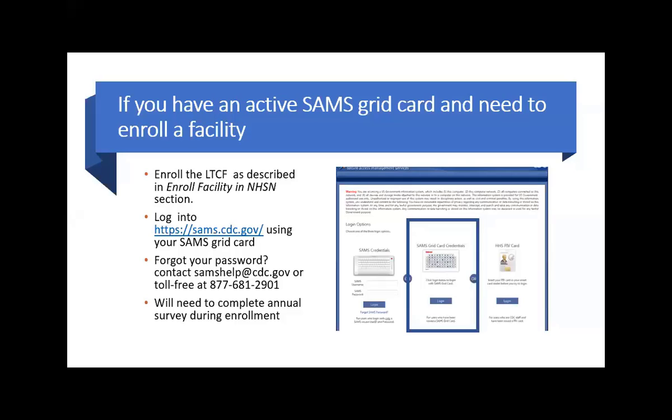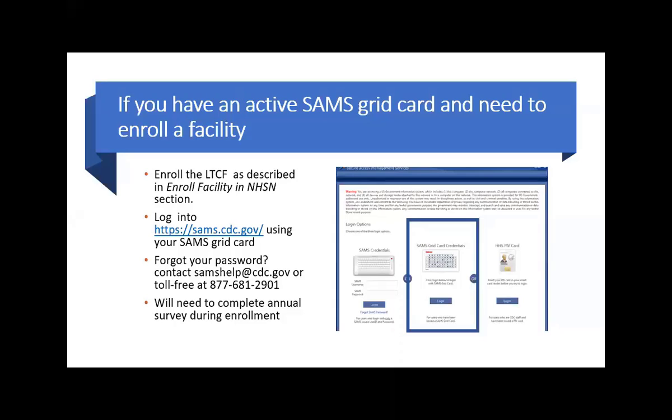I do want to point out, if you have an active SAMS grid card and you are enrolling with your grid card, so let's say that you are the NHSN facility administrator for an acute care facility that reports into NHSN, and you want to add your skilled nursing facility or nursing home, this is how you would do it. You will have to complete that annual facility survey because you are gaining access to the full NHSN capabilities, okay? So you will have to go through the full enrollment for the long-term care facility component, which is not much different than what I just showed you. The only difference is you have to complete the long-term care facility annual survey.